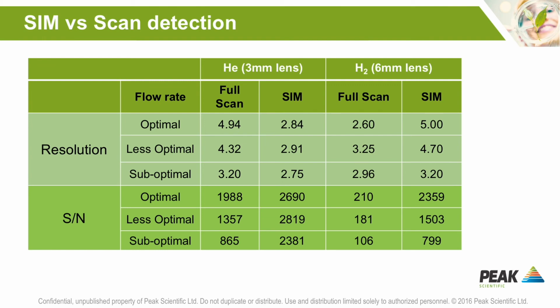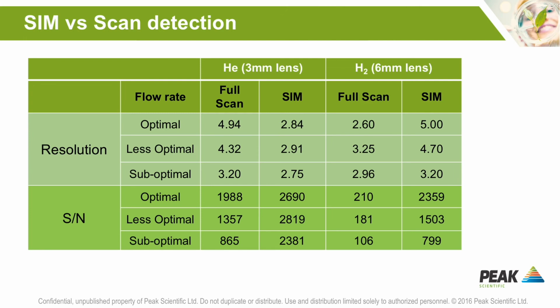So I think this is quite interesting, and so it really means that if you are able to set up your method to target analytes of interest using a SIM method, then you can actually get very good resolution compared to helium when using hydrogen in SIM mode.